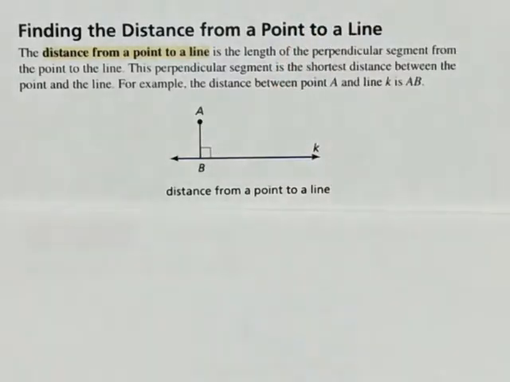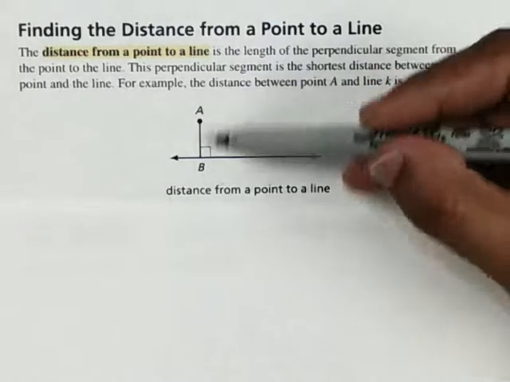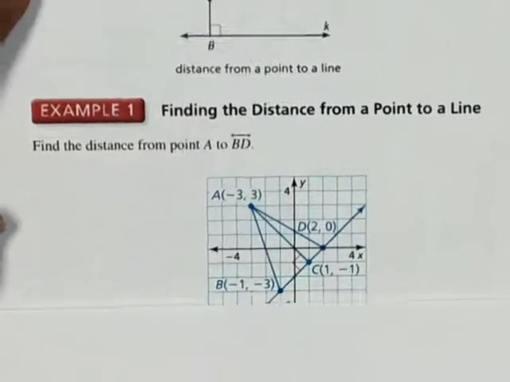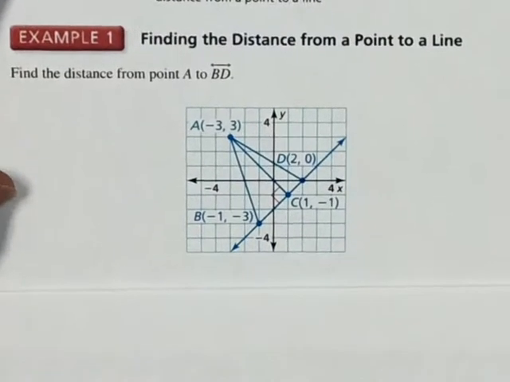So if you're thinking about it, if you're standing at some place in the room and you want to go to the nearest wall to you, the shortest distance is going to be straight to that wall. You're not going to walk at an angle. You're going to walk straight up and down at a 90-degree angle. So something like this, example 1.